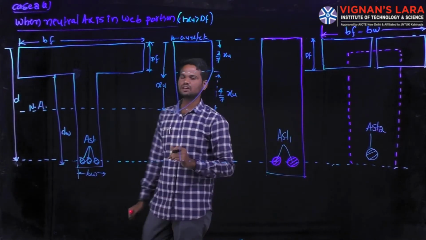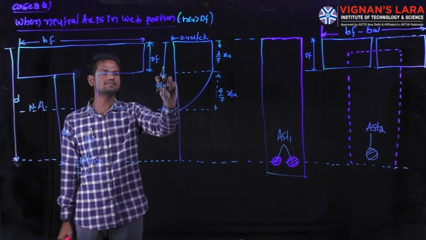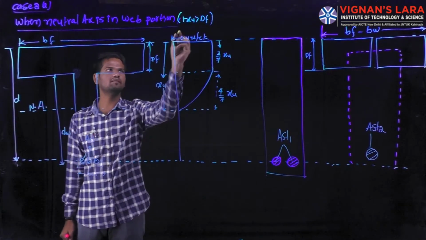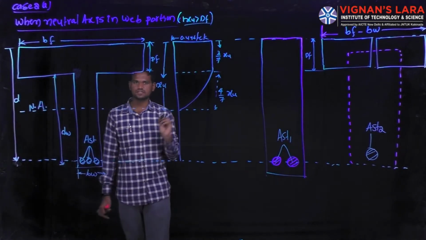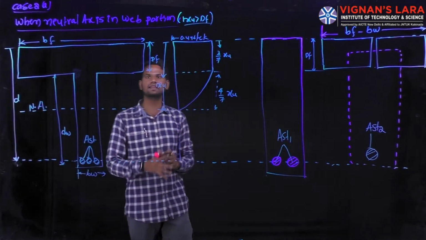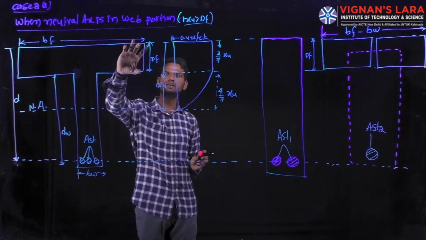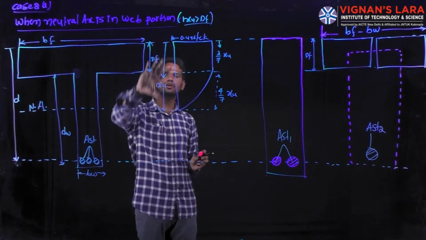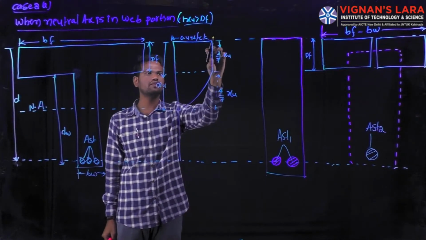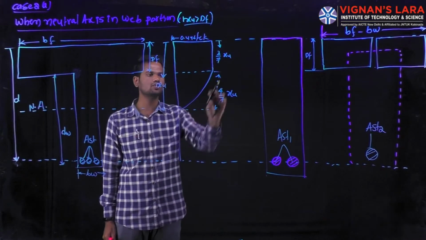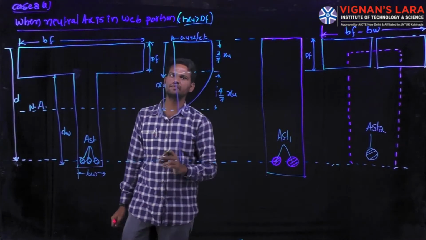If you observe in this condition, by seeing the diagram itself, we can say that xu is greater than df. What is meant by xu? Xu is the depth of the neutral axis. This depth of the neutral axis is greater than the depth of the flange. That is, the depth of the flange will be less than or equal to the neutral axis depth. Again, the rectangular portion has a width of 3 by 7 of xu, and the parabolic portion has a width of 4 by 7 of xu.